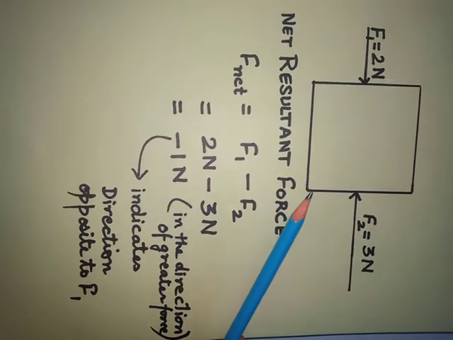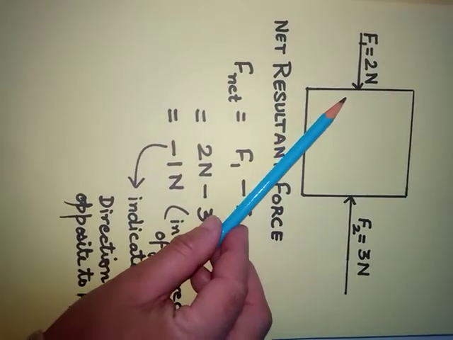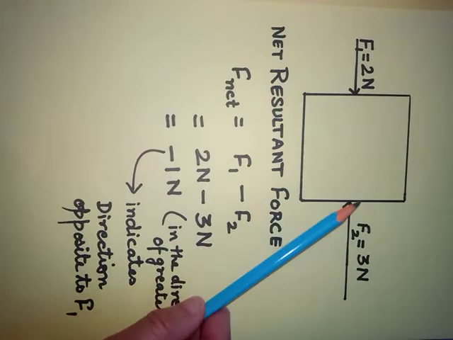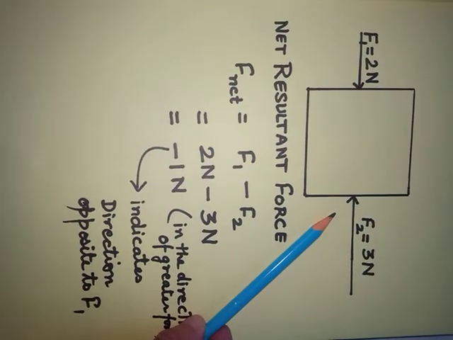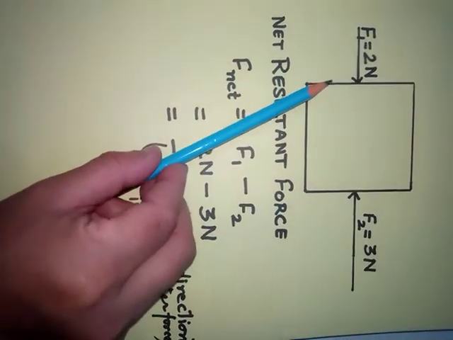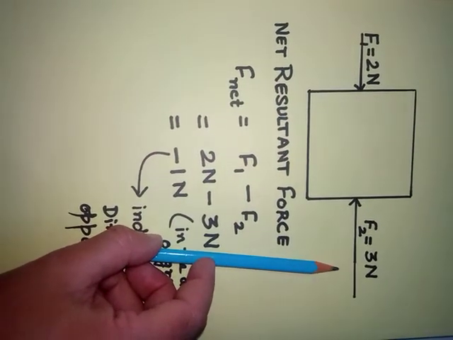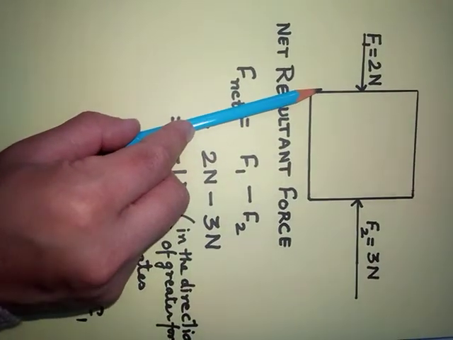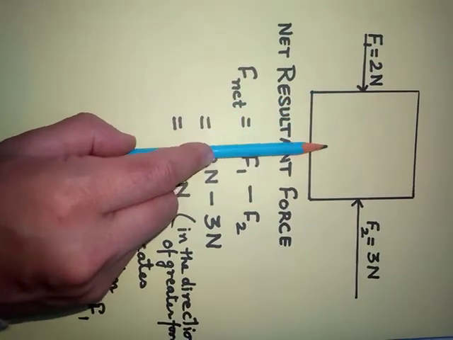In the second situation, we have a box and we are applying 2 Newton force towards right and 3 Newton force towards left. Now you all know that there will be some resultant force. 2 Newton force cannot be cancelled by 3 Newton force, or the 3 Newton force cannot be cancelled by 2 Newton force completely. So there will be some net resultant force.